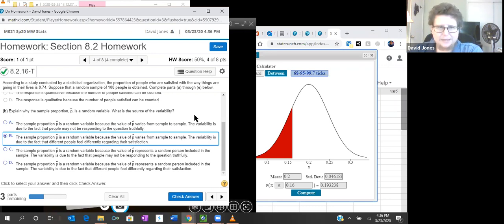D says the same thing. P hat represents a random person. It does not. It represents a group of people. So B is what we're going to go with. Might be different on yours.